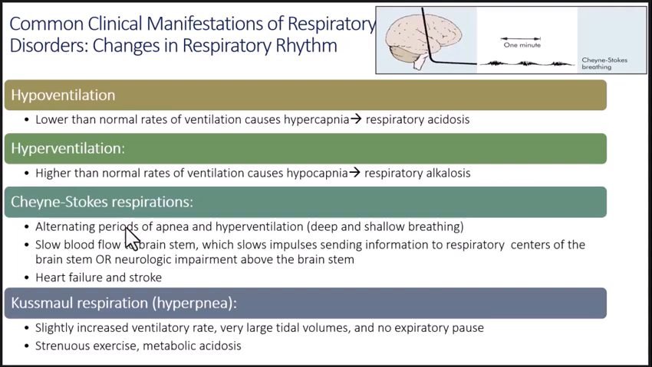And the patterns that are identified with Cheyne-Stokes respirations include these alternating periods of apnea, where breathing is extremely shallow or the person is not breathing, and hyperventilation. So that's the opposite ends of the spectrum. So it can almost appear like somebody having very deep and shallow breathing that alternate.